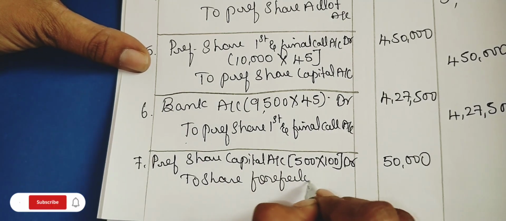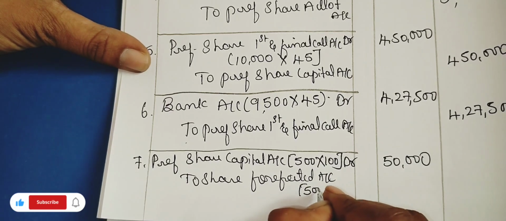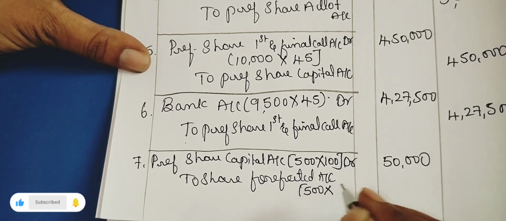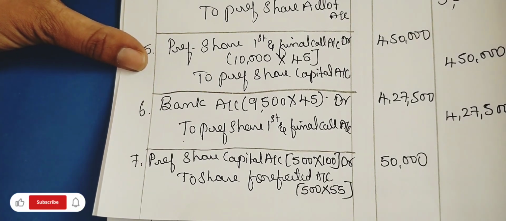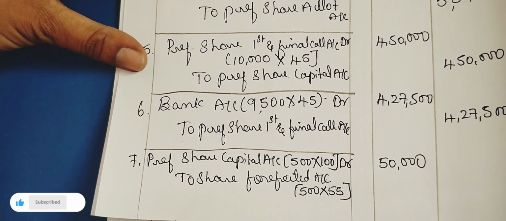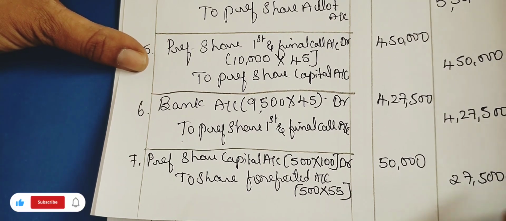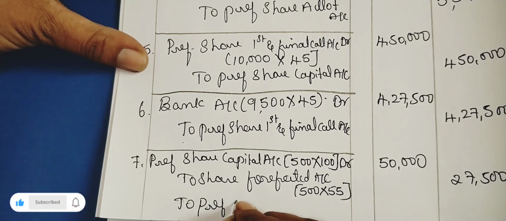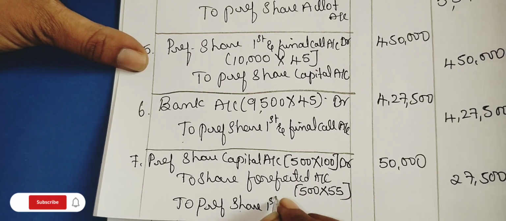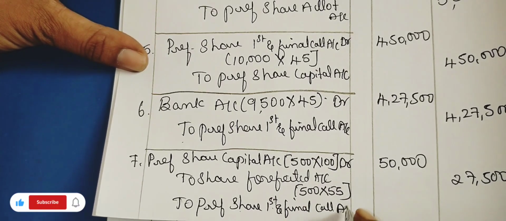To share forfeited account, 500 into 55. In 100, if you minus 45, you will get 55. That is 27,500. And at which stage have you not received? At first and final call. To preference share first and final call account.